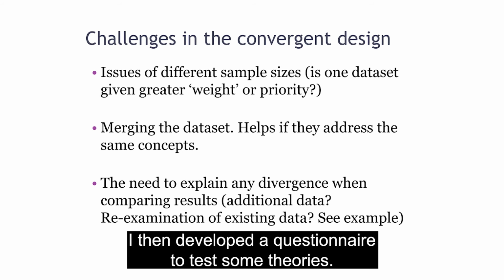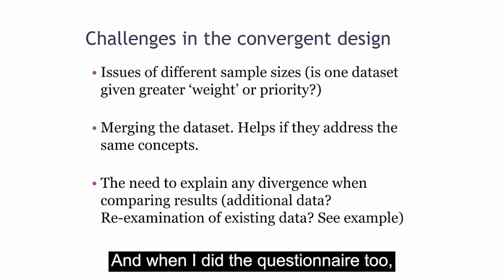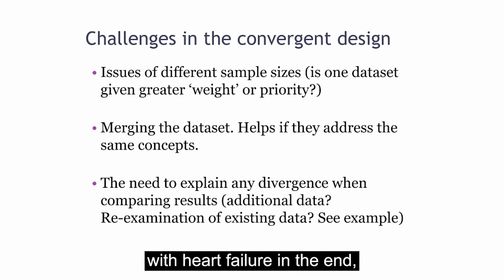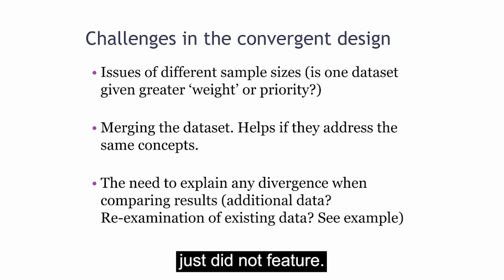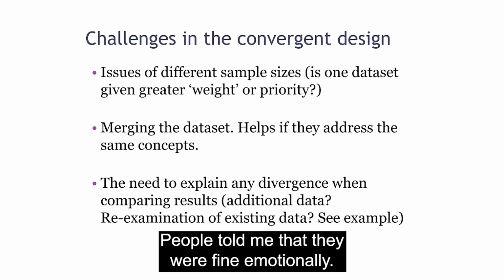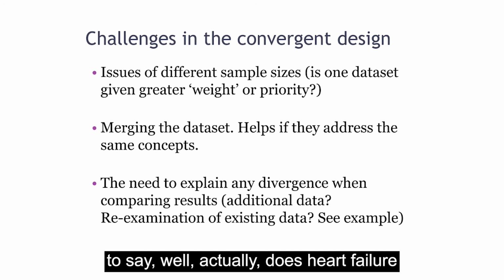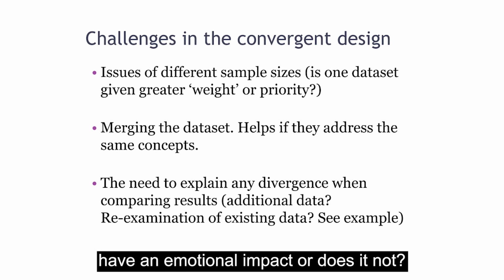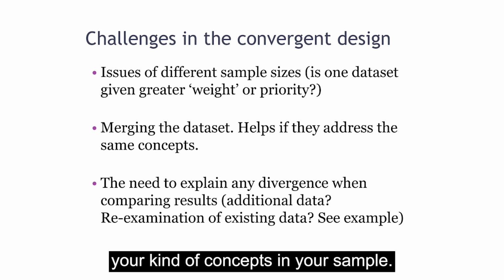I then developed a questionnaire to test some theories, so in an explanatory sequential design. And when I did the questionnaire with, I think it was about 300 people with heart failure in the end, emotional concerns or negative emotional impact just did not feature. People told me that they were fine emotionally. How on earth do you then reconcile that to say, well, actually, does heart failure have an emotional impact or does it not? And that forces you to go back and re-examine your concepts and your sample.